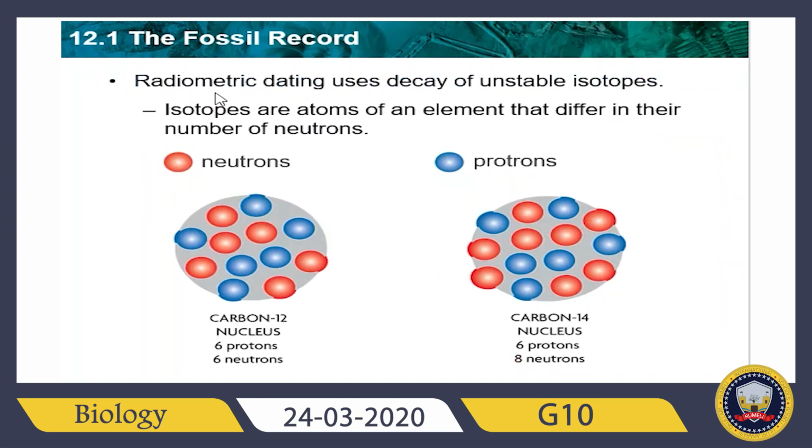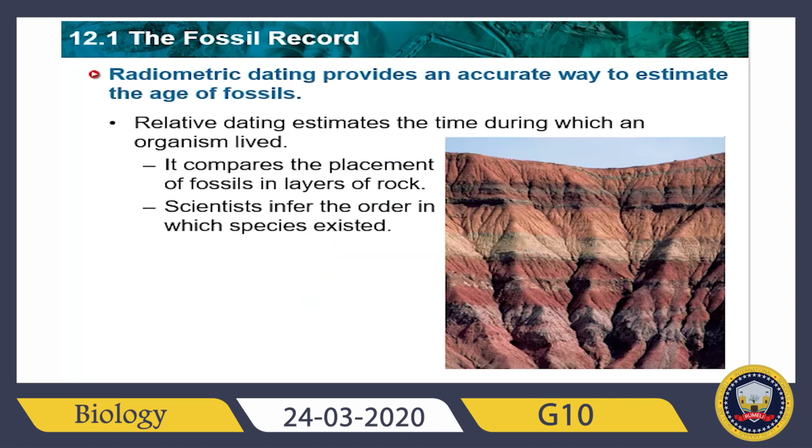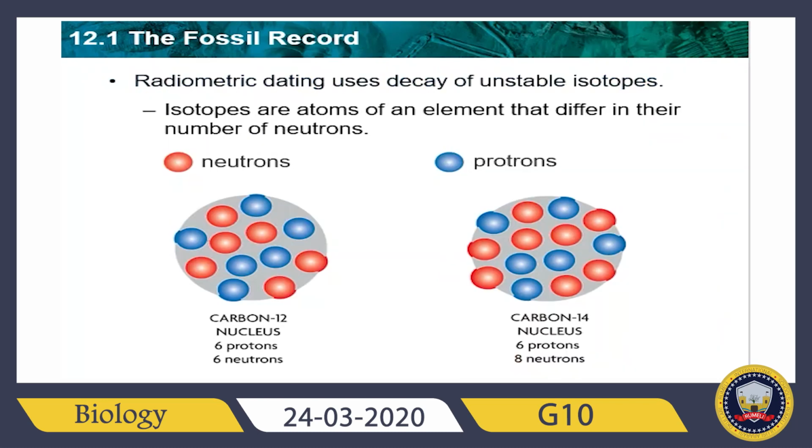So another way by which we can age the fossils is called, guys, absolute dating. And absolute dating, or what we call radiometric dating, actually here we are giving the actual age of these fossils, not the correct, but the actual. And there is a difference between actual and correct age.